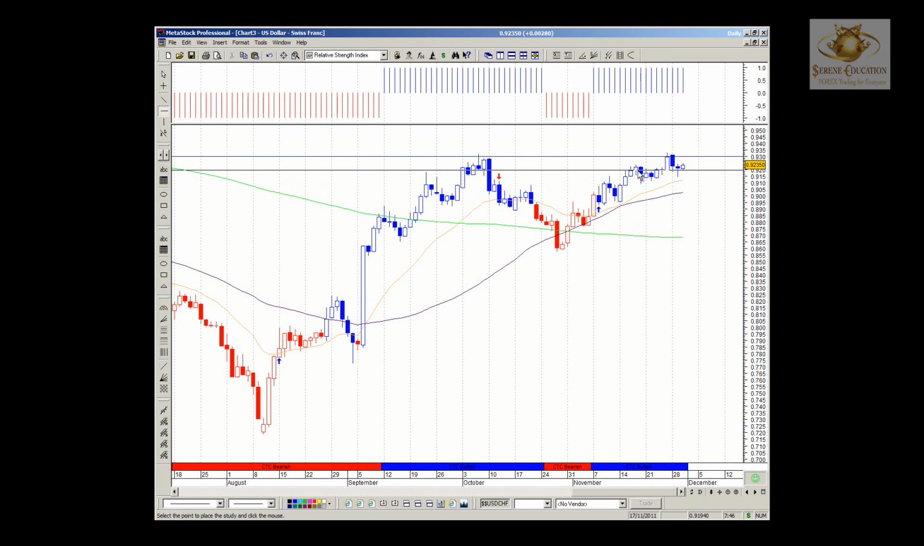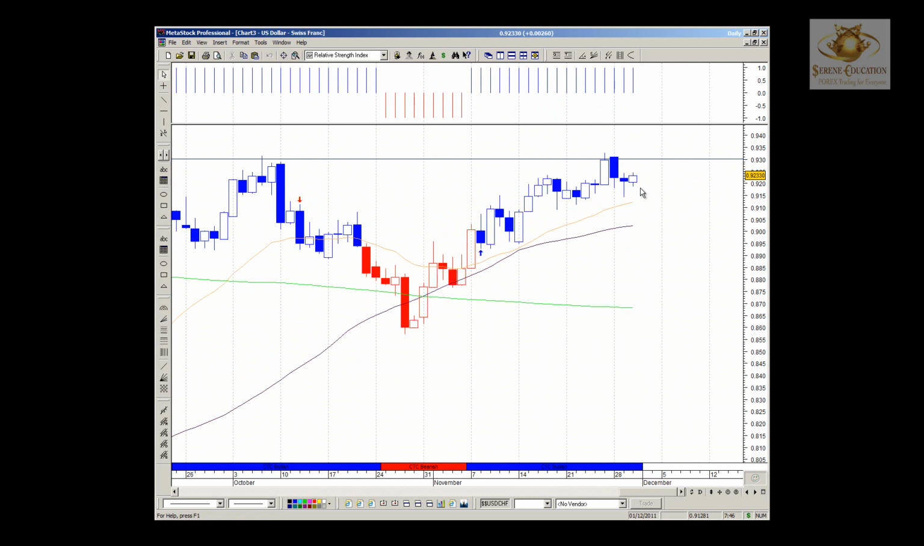Price is hanging on though to the upper end here above the 920 mark, and it's consolidating higher, so we should see a potential retest. This candle over here, is it hammering out a small bottom at 920?